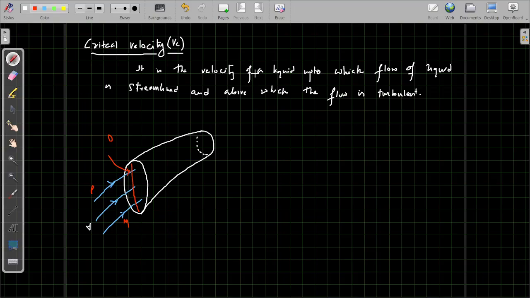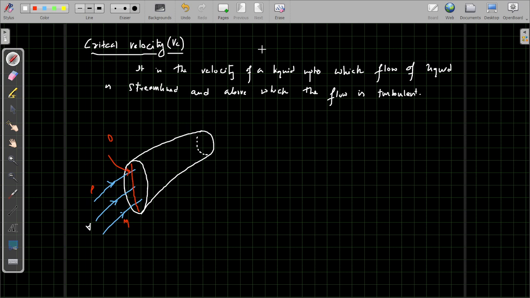Critical velocity of a fluid. When a liquid flows through any pipe, the flow can be streamlined, turbulent, or laminar. There is a velocity of the liquid below which the flow of the fluid will be streamlined, and above that limiting value, the flow would be more irregular and more turbulent. This velocity is called the critical velocity.